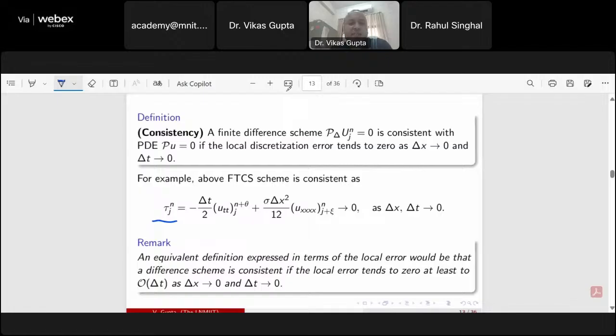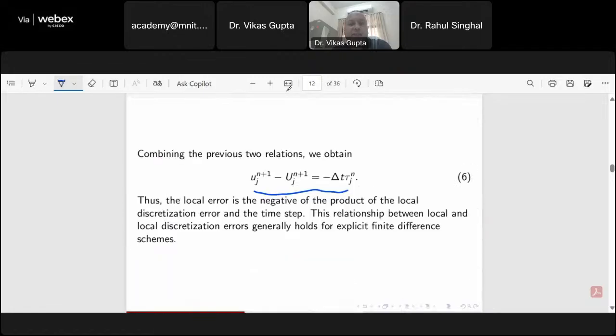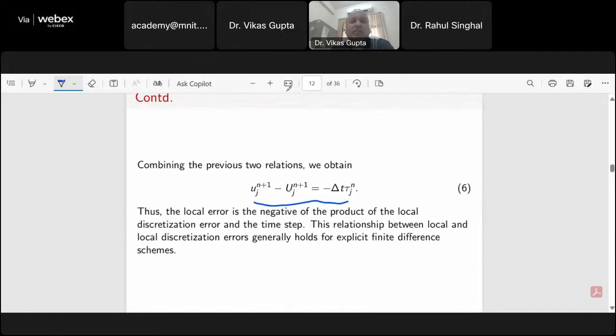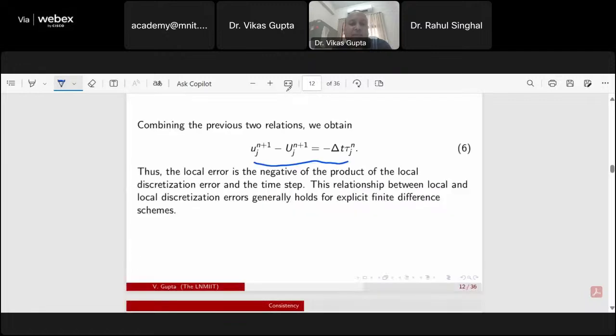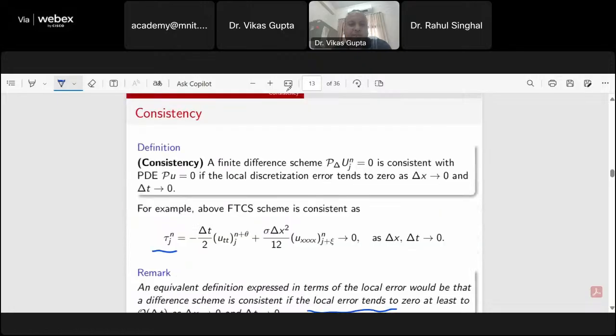So an equivalent definition of consistency we can give in terms of local error. A finite difference scheme is said to be consistent if the local error tends to 0 at least at order of delta t as delta x approaches 0 and delta t approaches 0. For the constructed FTCS scheme, we said that the local error is equal to minus delta t tau jn. Am I right? And one can notice that as delta x, delta t approach 0, that minus delta t tau jn also approaches 0. So in terms of local error, consistency can be proven in this way.